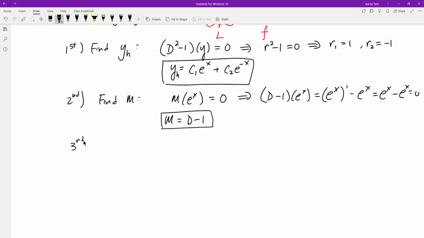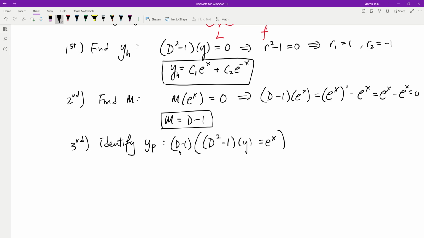Number 3 is to basically identify y sub p. So how do I do that? This is how we start with our equation, D squared minus 1 of y equal to e to the x. What I'm going to do is apply D minus 1, which is our M, to the entire equation. So then this side becomes D minus 1 of D squared minus 1 of y equal to D minus 1 of e to the x. And as already established in the second step, that comes out to be 0.